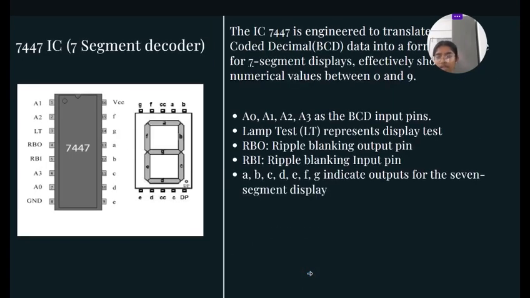Next is the 7447 IC, 7 segment decoder. A 7 segment decoder translates binary coded decimal data into a display form, effectively showing a numerical value between 0 to 9. We can see that A0 to A3 are the BCD input pins. LT is the lamp test, which represents a display test. RBO is the ripple blanking output pin. RBI is the ripple blanking input pin, and A to G are the output pins for the 7 segment display.